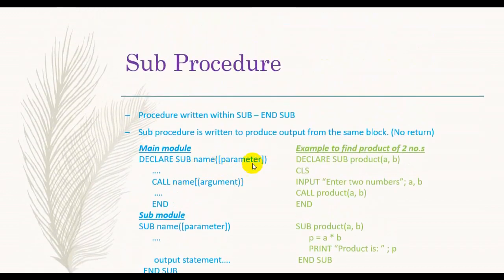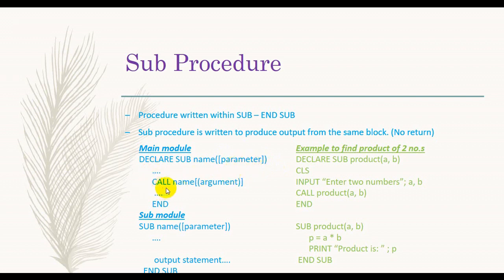Okay, so here is the syntax or structure for writing the program in a modular way. This is the main block. In the main block we write DECLARE SUB and the name, and inside small brackets the parameter is kept inside square brackets. The meaning of square brackets is that this parameter may or may not be there, but there must be small brackets even if there is no parameter, and there may be some statements.